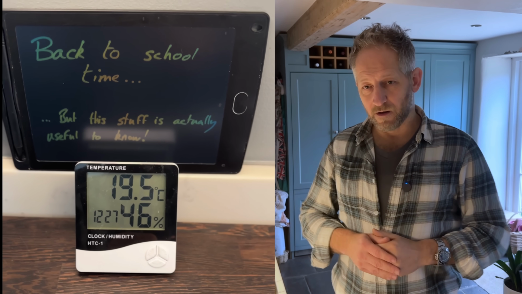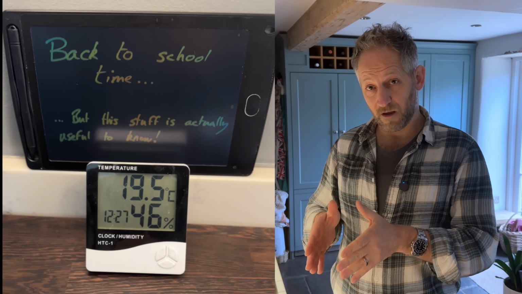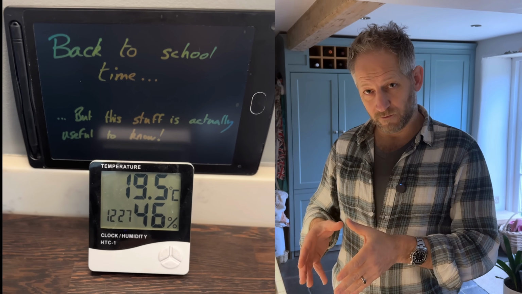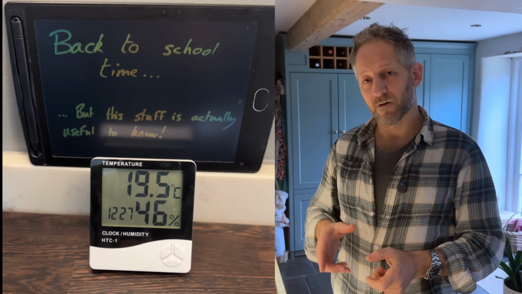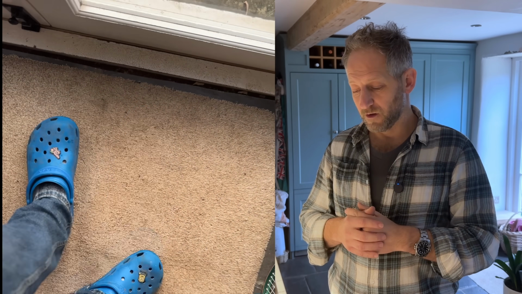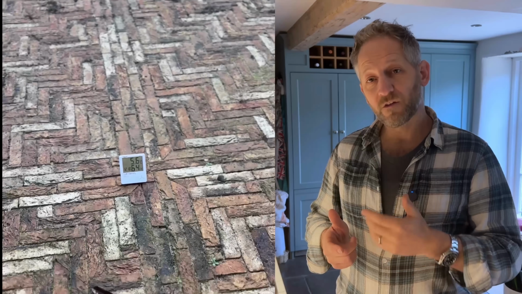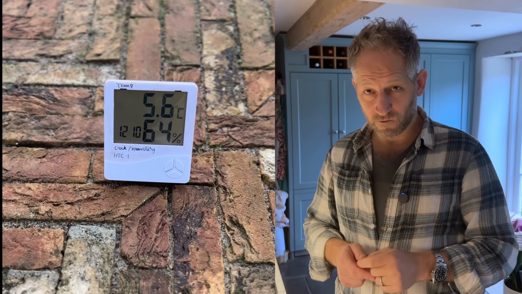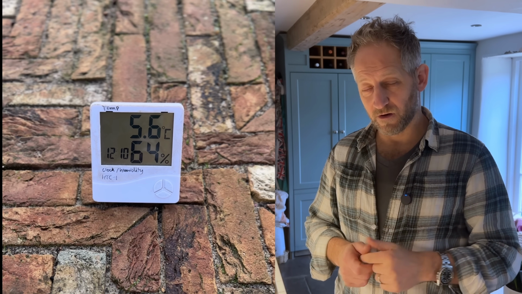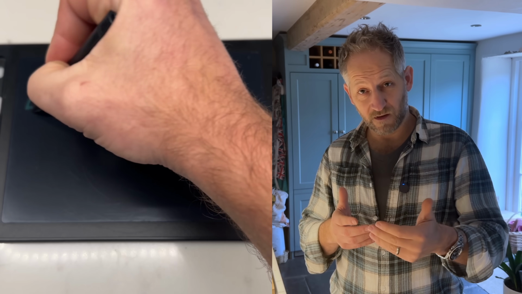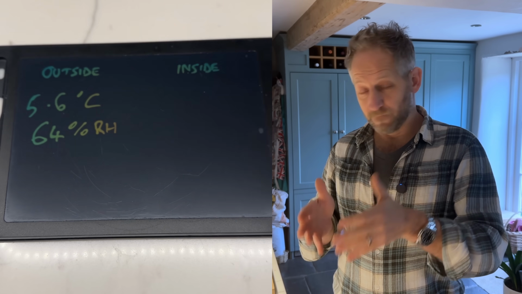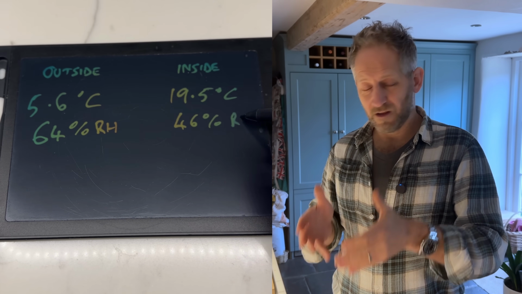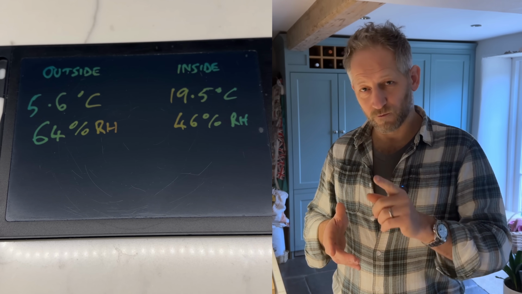Now, I took this video a little bit earlier, and as we can see, I measured the temperature here in the kitchen at 19.5 degrees C and 46% relative humidity. I then had a hygrometer outside, which I'd left out there for a little while to acclimatise to the outside temperatures. And you can see the outside air temperature is 5.6 degrees at 64% relative humidity. Now, on the face of it, it looks like it's wetter outside. It looks like 64% is the humidity outside versus 45% or 46% inside. But that's not the full story.